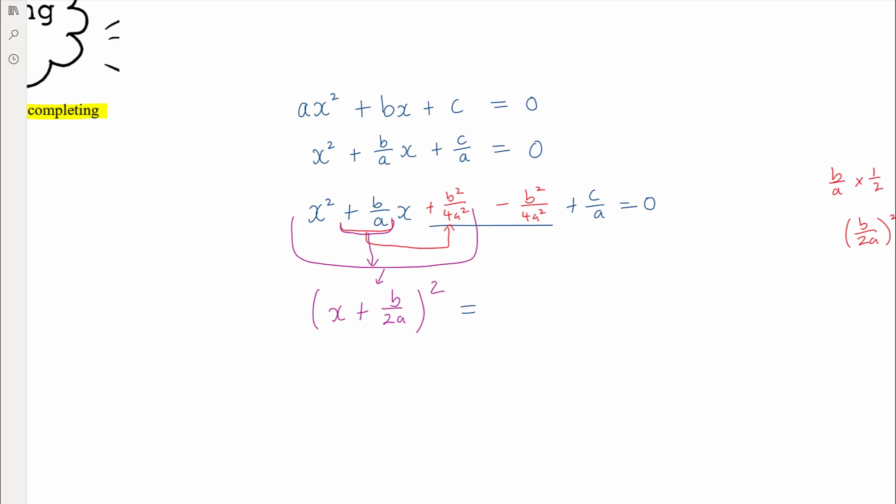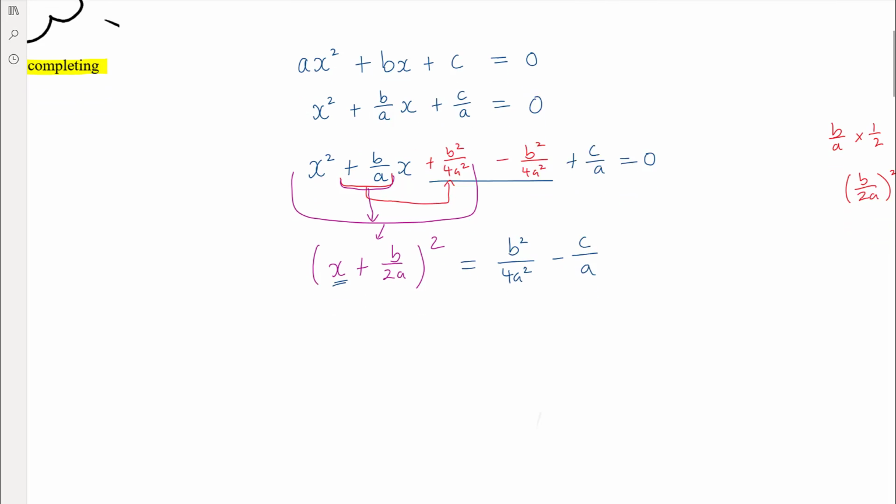Okay, so I'm going to add b squared on 4a squared, so I'm going to have b squared on 4a squared on the right hand side, and I'm going to need to subtract c on a. Remember, we're trying to solve for x, and now that we've completed the square, we've just got x in that one place there, so we're focused on getting that on its own.